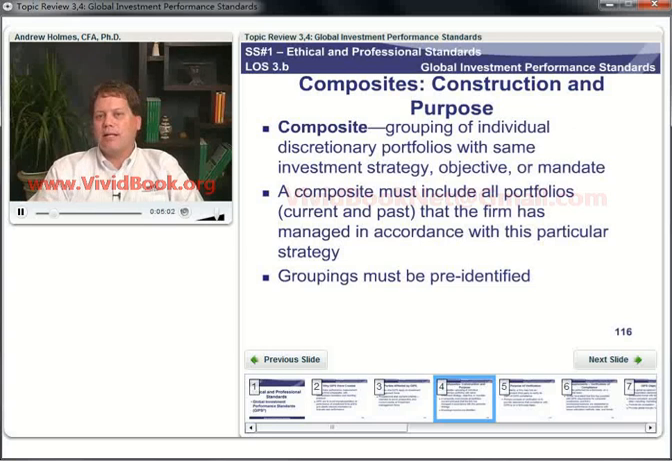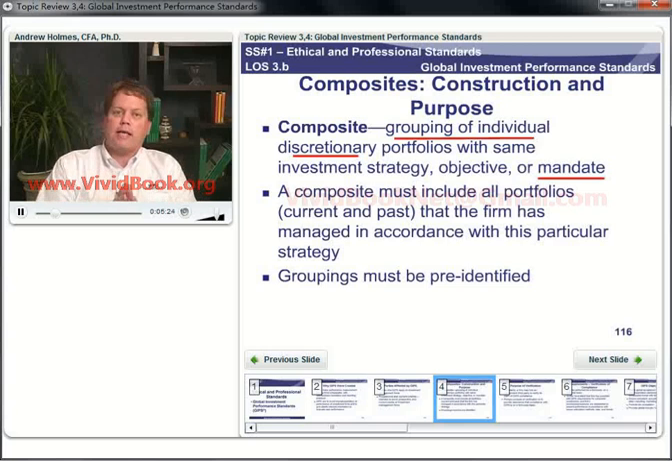Now, we talked a little bit about composites earlier when we were going through the code and standards, and we even used the word composites. Well, remember, a composite is a grouping of individual discretionary portfolios that are all managed the same strategy objective, or as I'm going to refer to it, the same mandate. And the point here is that it would be possible for a money manager who has a group of portfolios managed to a similar mandate.